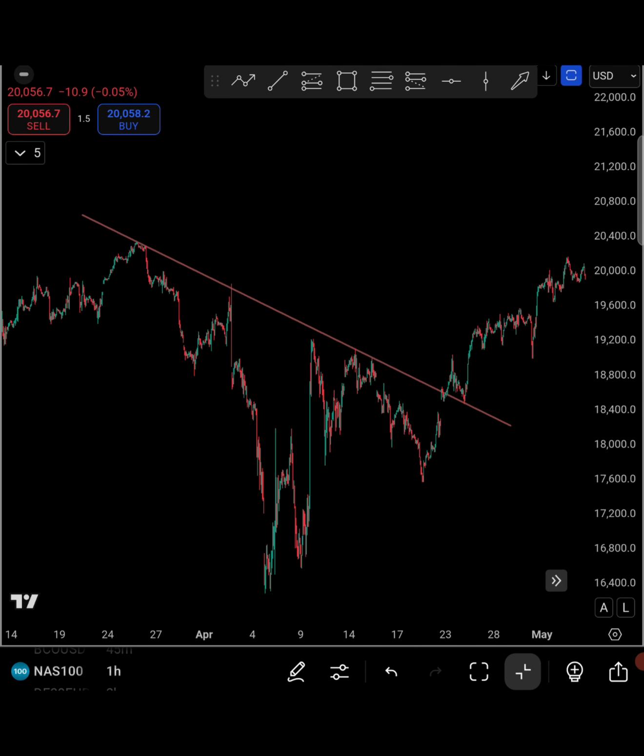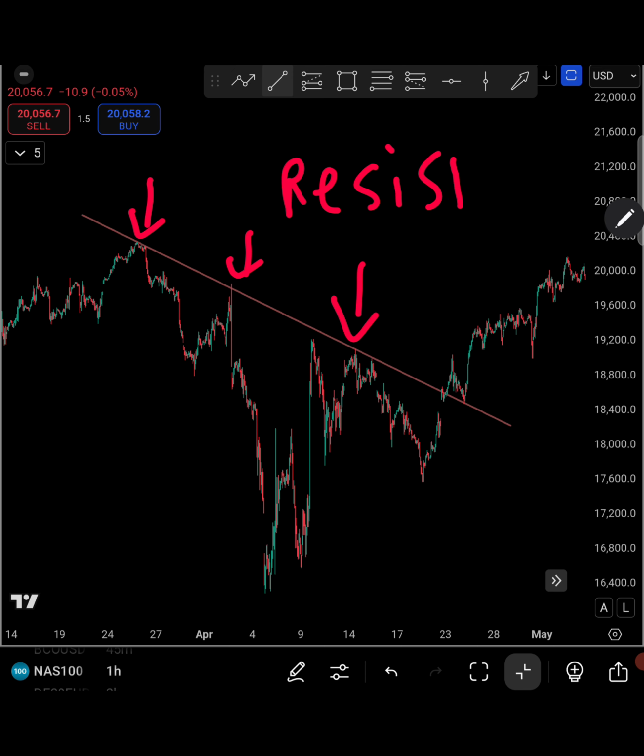We need to have at least 2 touches, guys. Remember that. First touch, second touch, and then this is the resistance. The direction you can see is going down, and you can tell the speed of it. If the sellers are very strong or medium or less strong.